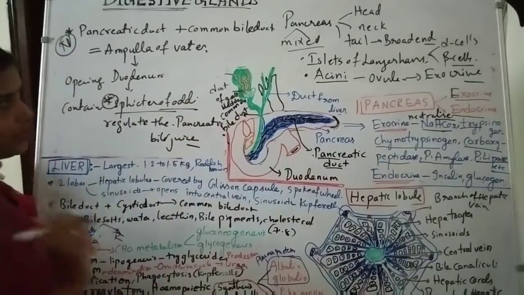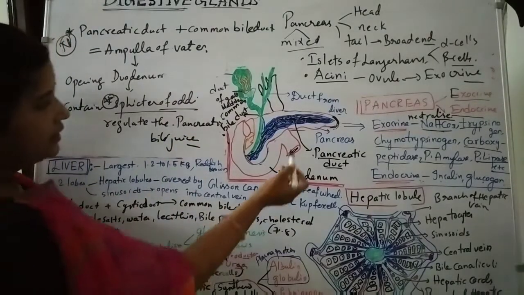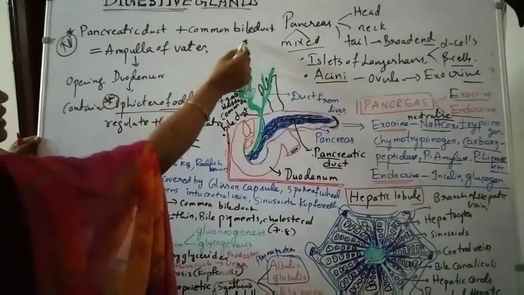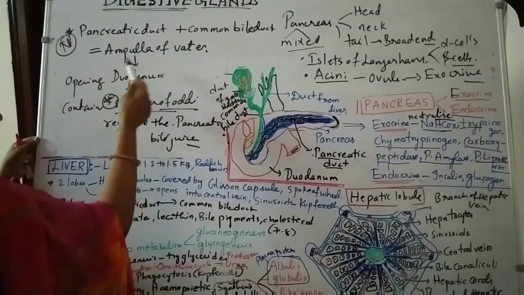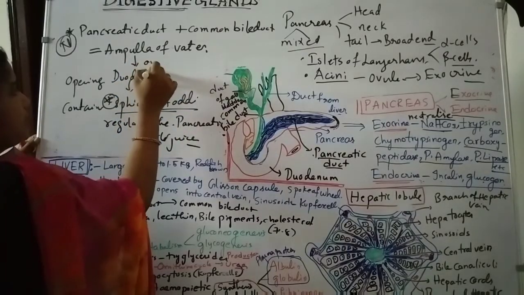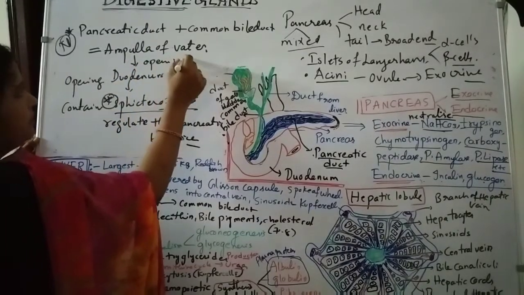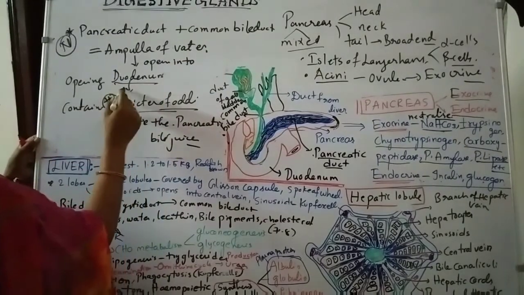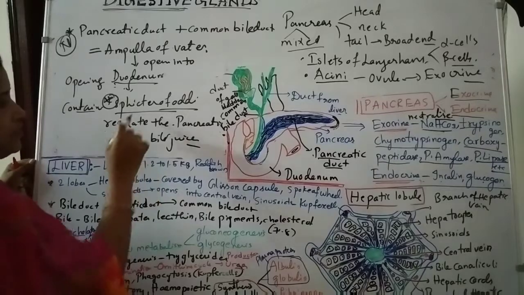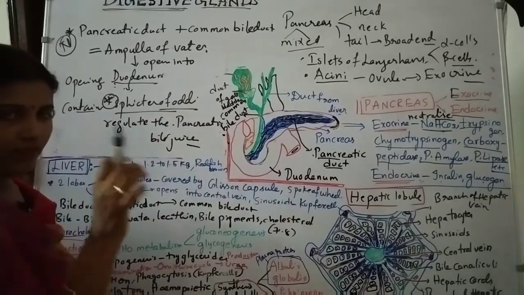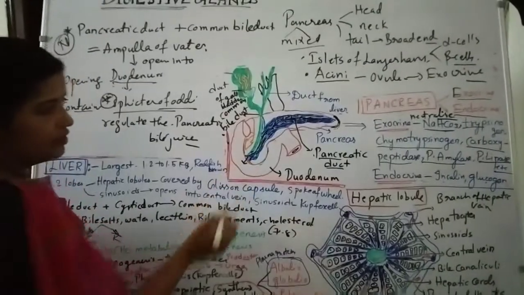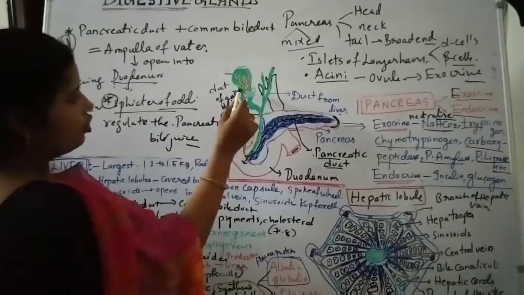Okay, so a very important point here. The pancreas contains the pancreatic duct that combines with the common bile duct of the liver, and it forms the ampulla of Vater. It opens into the duodenum part. This opening of the duodenum contains the sphincter of Oddi, which regulates the flow of the pancreatic and bile juices into the duodenum portion. See here, this is the common bile duct.